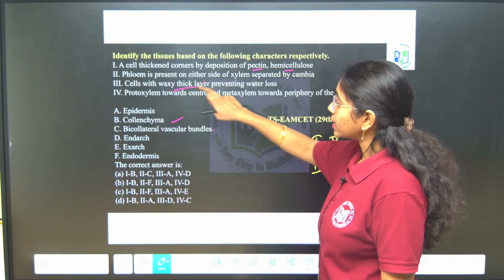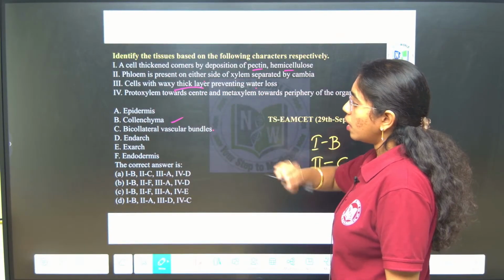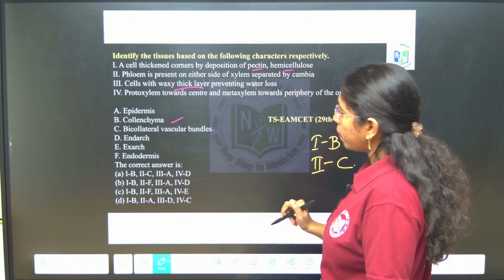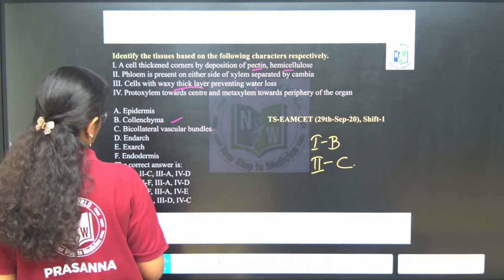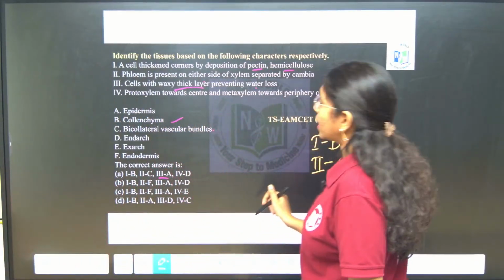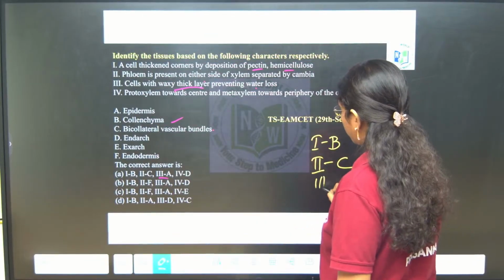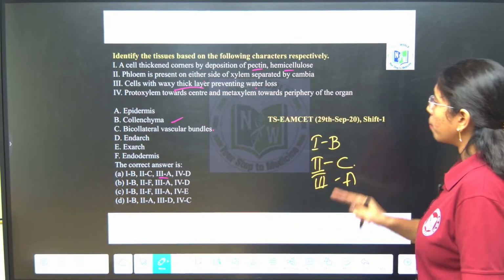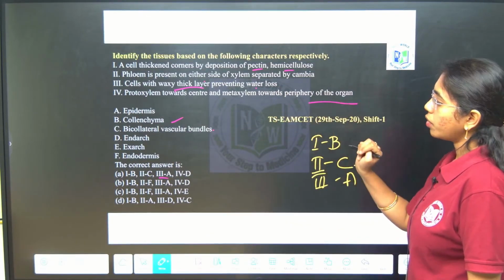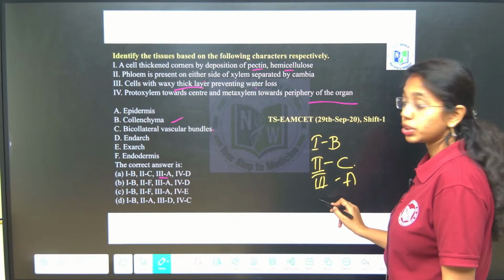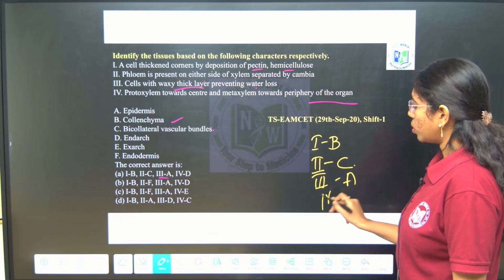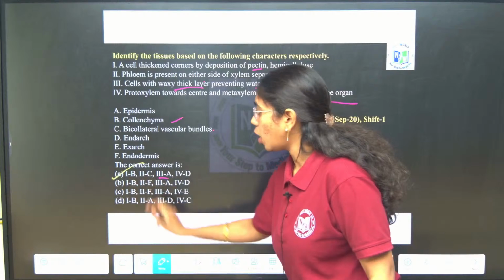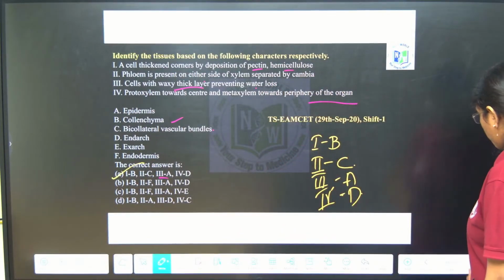Cells with a waxy thick layer preventing water loss, that is seen in the epidermis. That is cuticle, right? Epidermis cuticle, which is A. And then protoxylem towards the center, metaxylem towards the periphery of the organ, such type is called endarch, which is observed in the stems. So here B, C, A and D, option A. Clear, right? Next question.